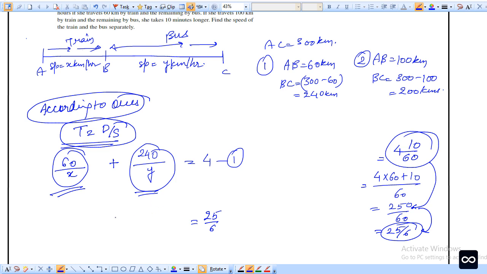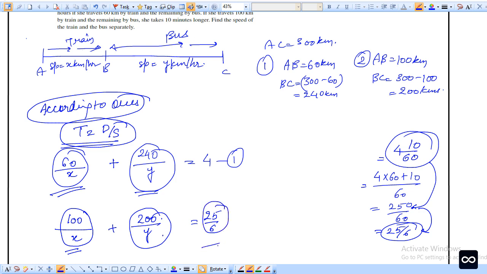Okay. Now it says she travels 100 kilometers by train and time taken will be distance divided by speed, which is x. So this is time taken by Ruhi to travel by train. Now this is time taken by Ruhi to travel through bus. Yes, distance divided by speed is time taken and total time taken is 25 by 6. So you can solve them. Just put 1 by x equal to u and 1 by y equal to v and you will get your answers. Okay, just practice as much as you can.